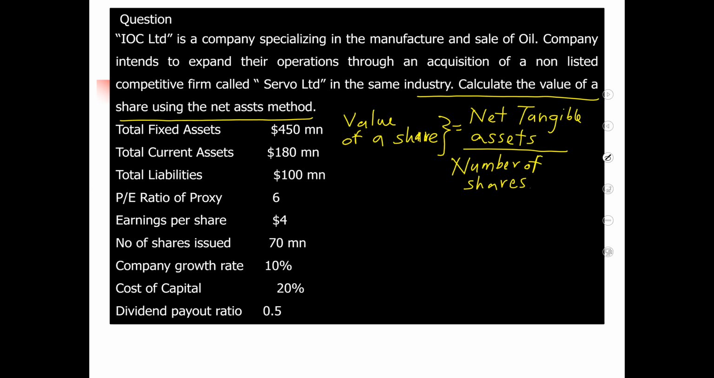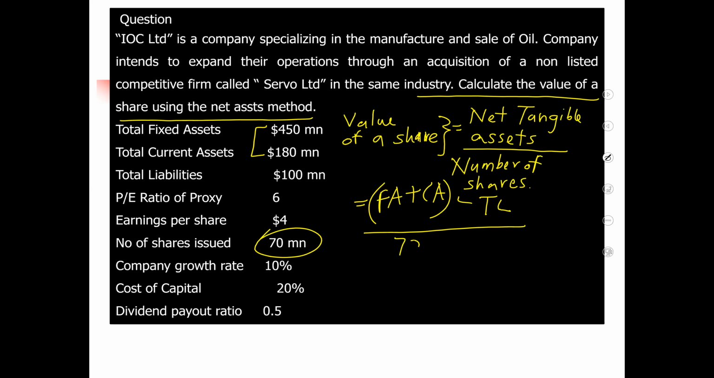Then here net tangible assets: you can identify that there are no intangible assets, so no need to consider intangible assets. Total assets here are fixed assets plus current assets. As no intangible assets, there is no need to deduct them. Then we need to deduct the total liabilities. Then number of shares, you have been given 70 million. Then you can get the answer. I think it's easy.